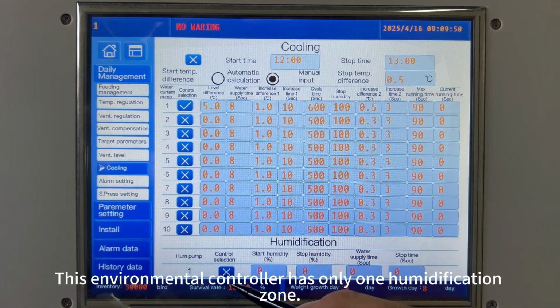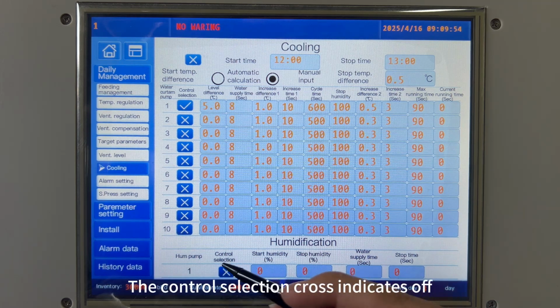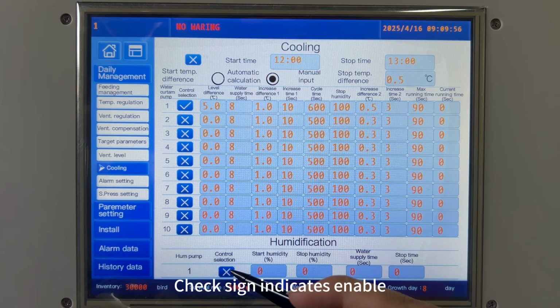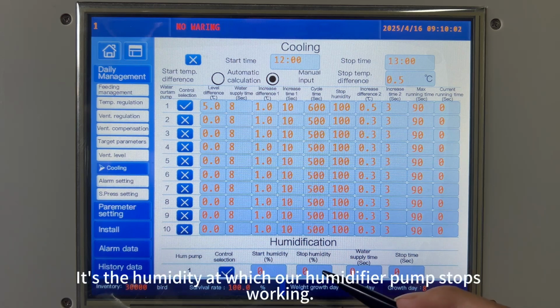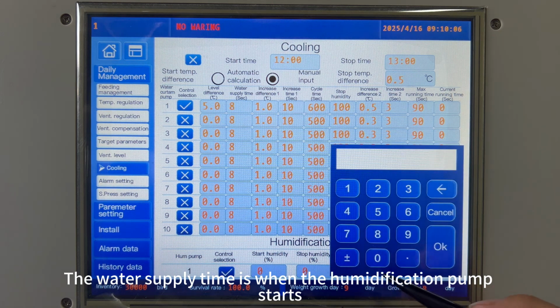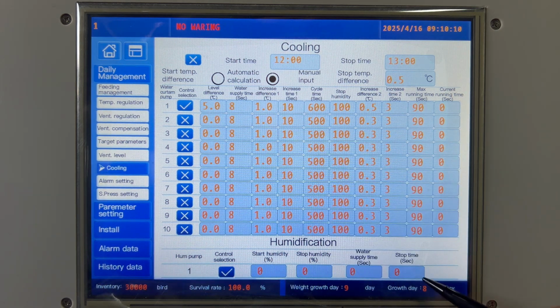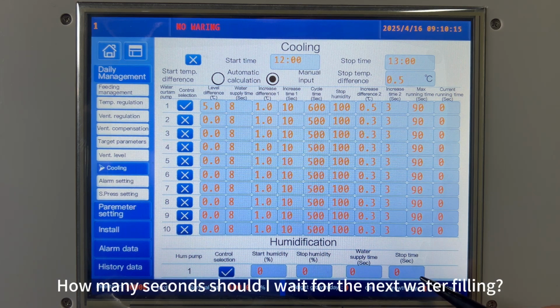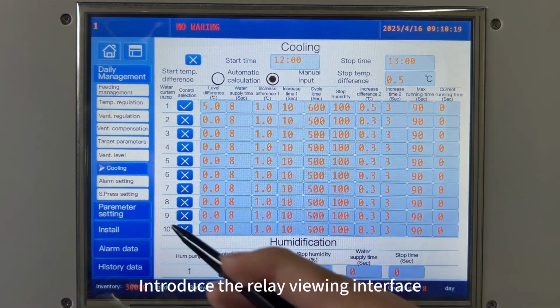The following represents the humidification pump. This environmental controller has only one humidification zone. The control selection cross indicates off. The check sign indicates enable. Turn-on humidity is the humidity at which we start the humidifier pump. Stop humidity is the humidity at which our humidifier pump stops working. The water supply time is how many seconds the humidification pump works when it starts. The interval time is how many seconds to wait for the next water filling.